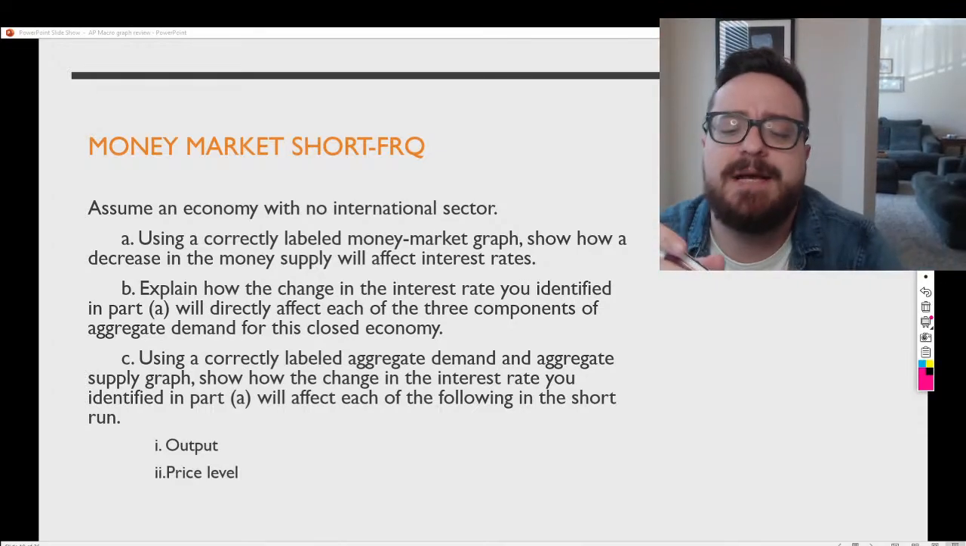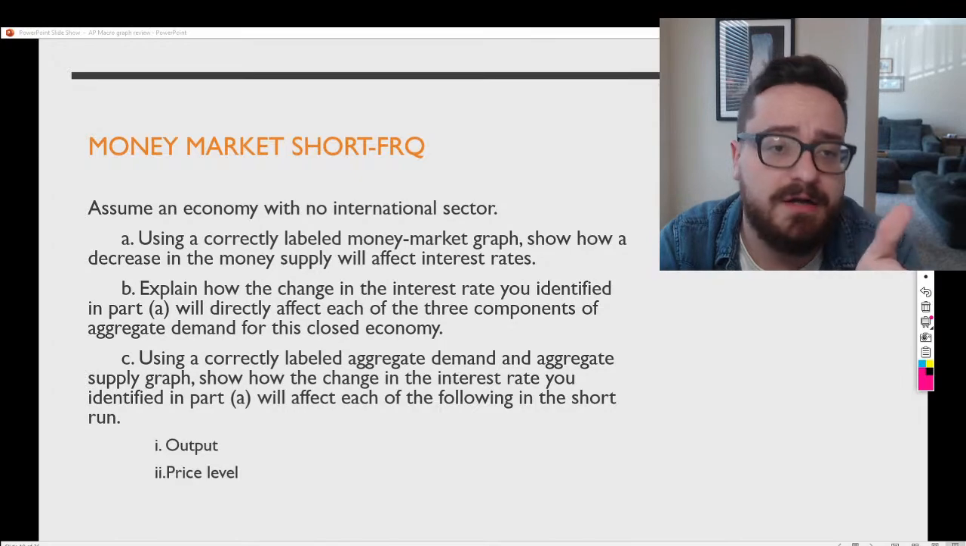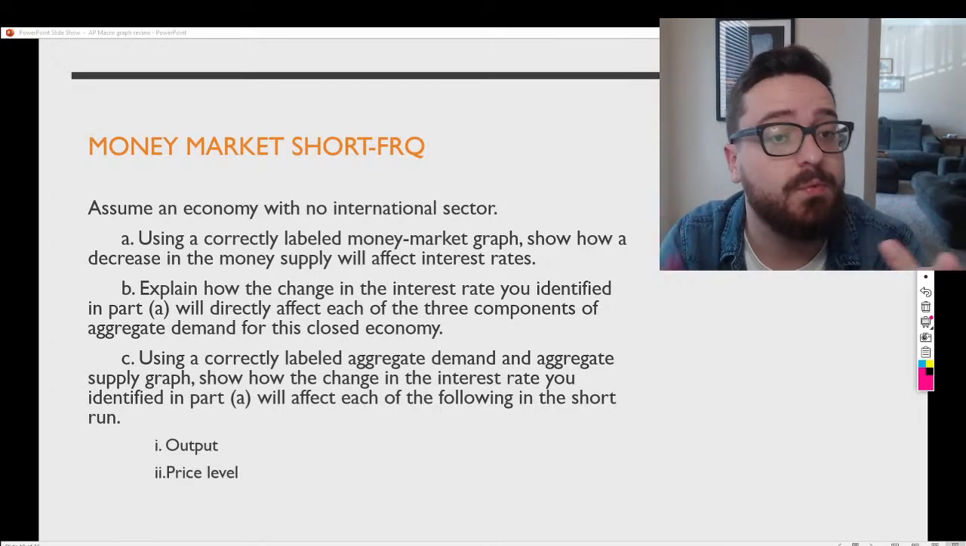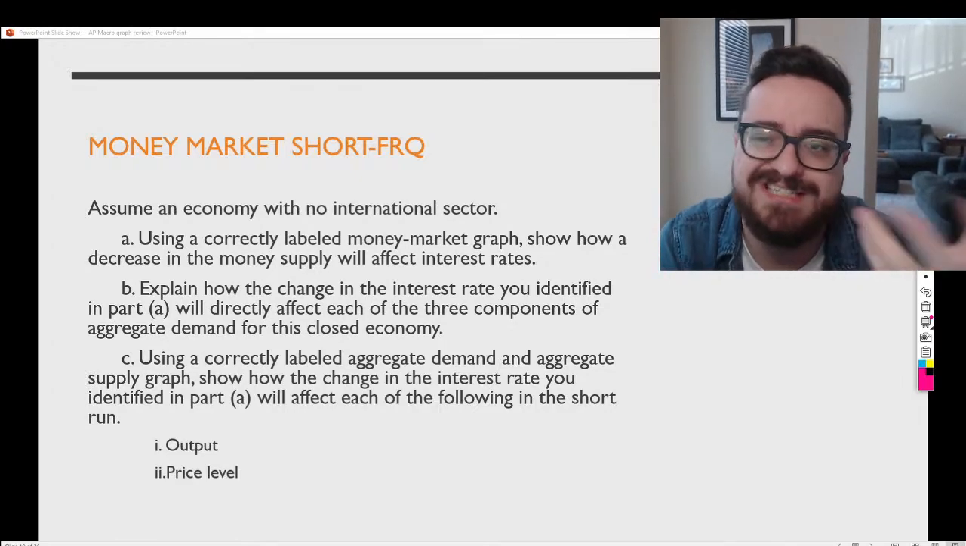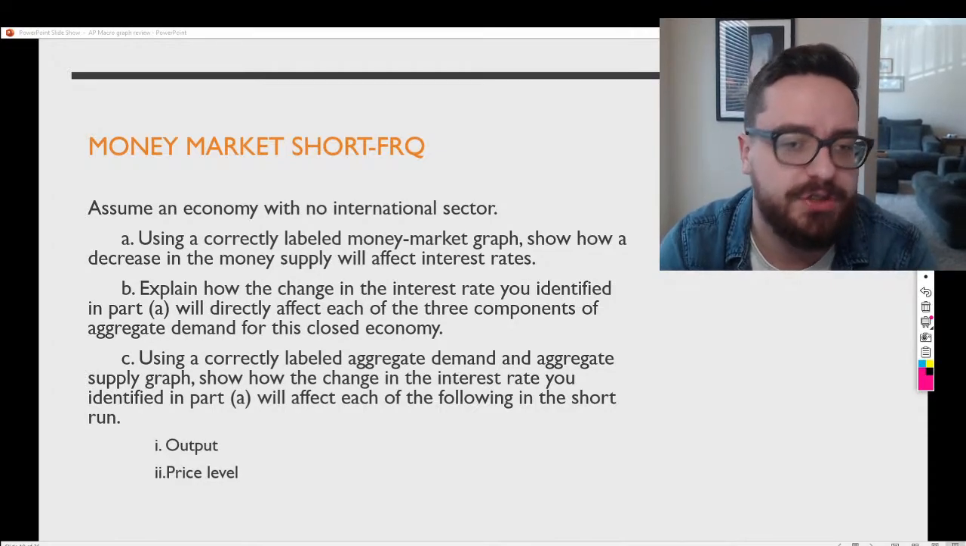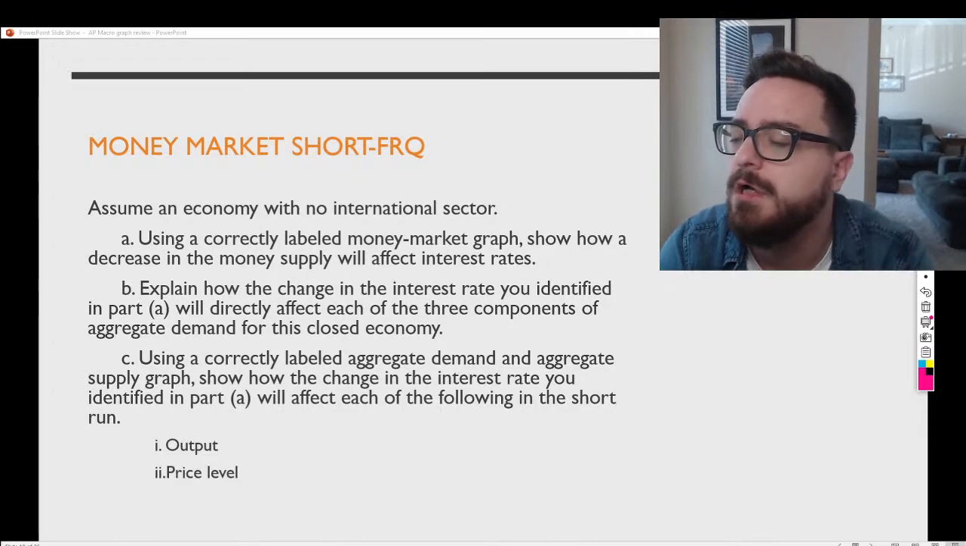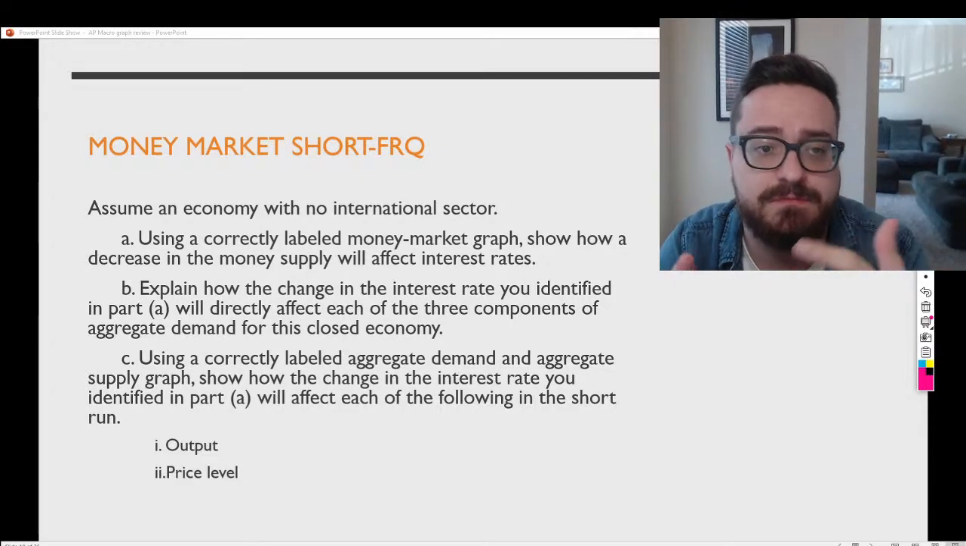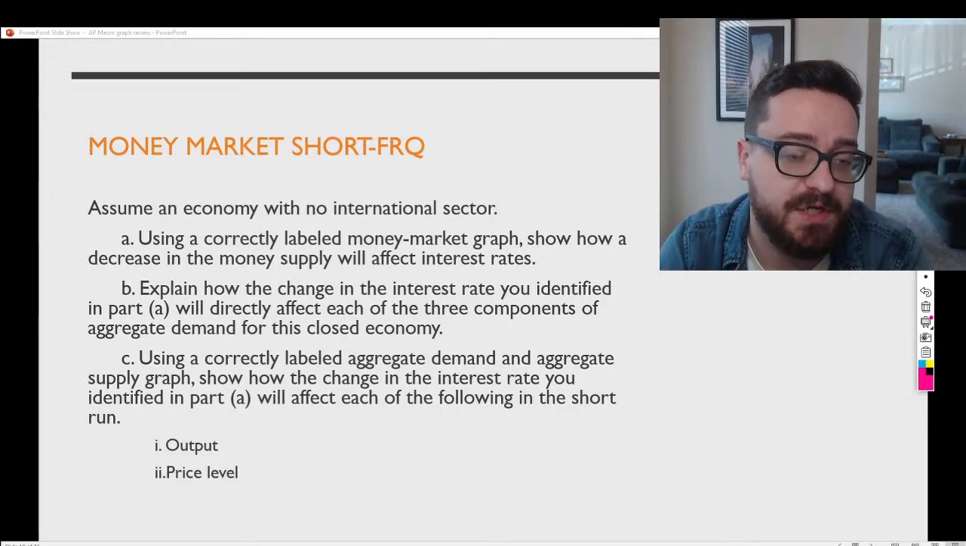So here's what's happening. If there's less money in our economy, banks will have less and will start charging more for loans, because if they don't have as much money to lend, they're going to need to make more money off of each individual loan. So they'll start charging more. It will also mean that there's less total money in our economy. That's why the quantity is going down.